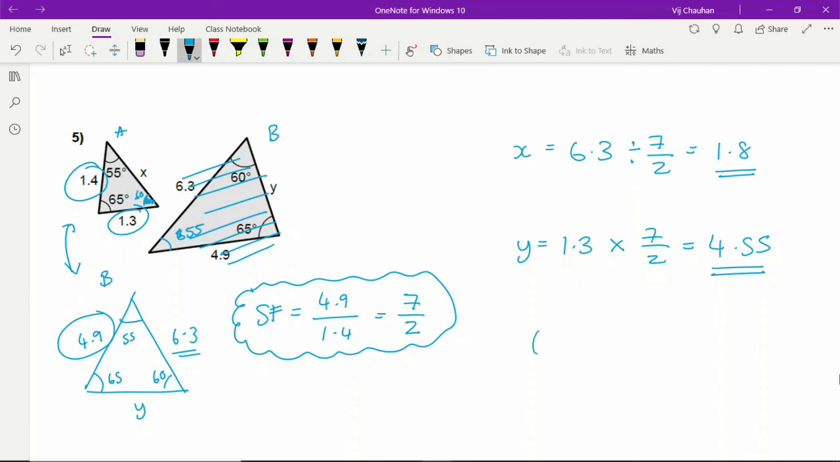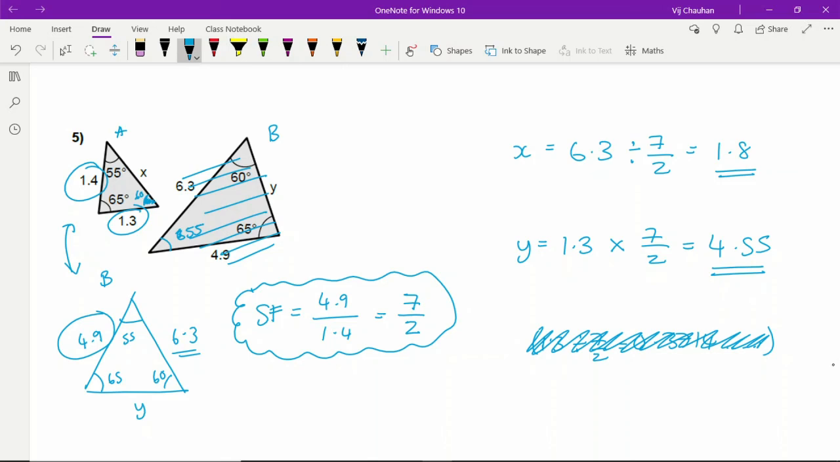If I did 1.3 divided by 7 over 2, and I type that into my calculator, then I end up with a number of 0.3714 and so on. Now you can see that, using my common sense, I know that answer is incorrect, because I know that the answer I'm looking for has got to be bigger than 1.3, because B is the bigger shape. So that's how, again, you can use your common sense to check whether you've got the correct answer.